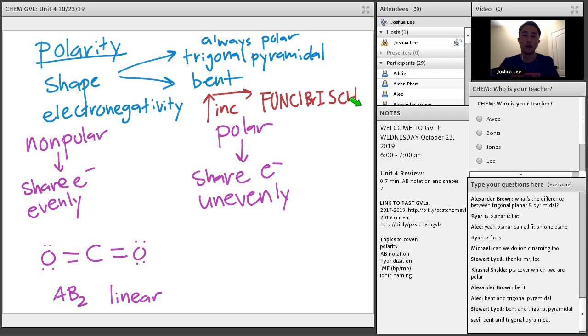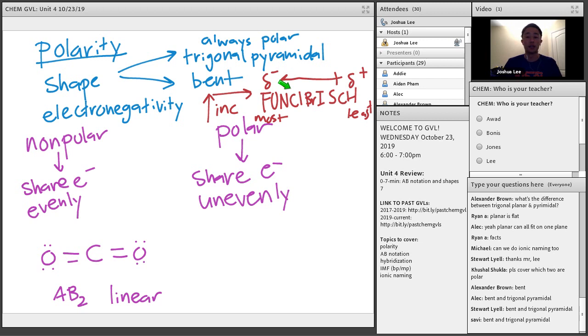Where it's going from most electronegative to least. So this side will be slightly negative, this side will be slightly positive. So the arrows will always point this way.